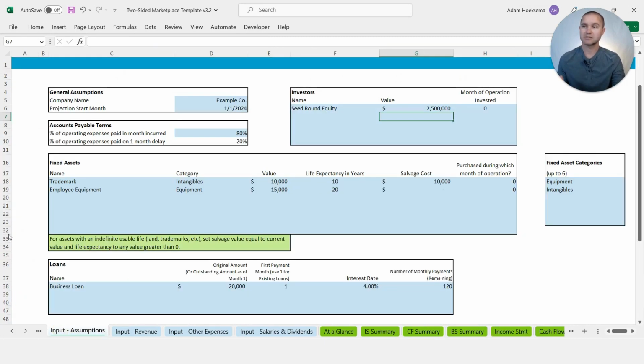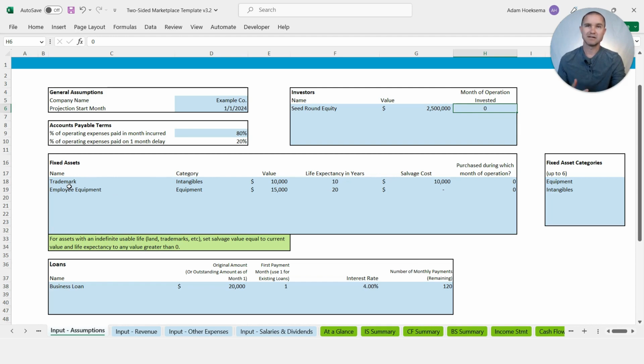So I'm going to jump back to our first input tab here, our input assumptions tab, and walk you through how to fill this out. So the first thing you need to know is that any cell that's highlighted in light blue is an assumption that you can change without breaking something in the model. So you'll be able to put in your company name, a projection start month. You can put in your investment round that you're trying to raise, perhaps, or investment that you've raised in the past. So here, as an example, we have a $2.5 million seed round, and we have month of operation invested at 0. So this would be basically, we are assuming that these projections are starting once we raise this round of funding.